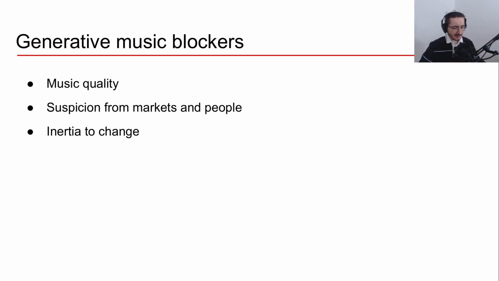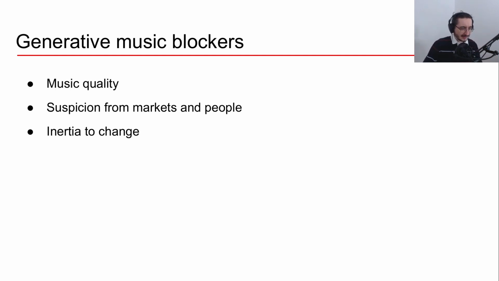So first of all, I want to say that generative music is by no means accepted or adopted in the current musical world today. And there are a few reasons why this is happening. So there are a few blockers. First of all, music quality. The music that gets generated by all of these systems that we discussed today is by no means at the same level as the music that human composers can create. So there's still a huge gap between the two.